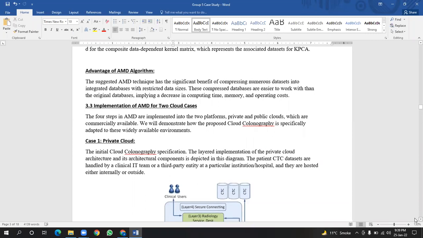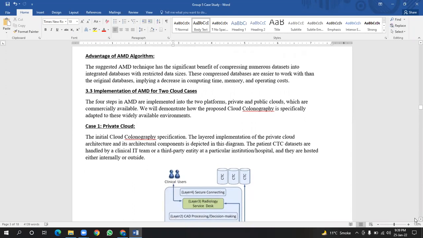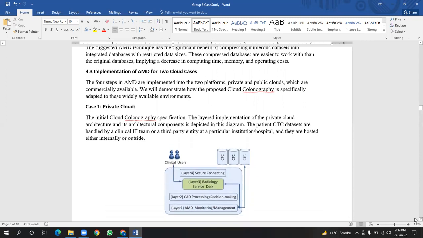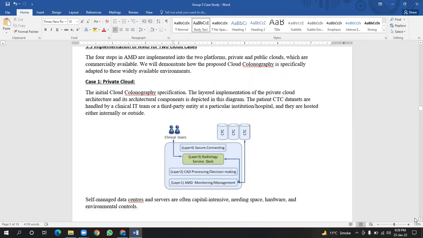The four steps in AMD are implemented on two platforms, private and public cloud, which are commercially available. We will demonstrate how the proposed cloud clonography is specifically adapted to these widely available environments. Private cloud, the initial cloud clonography specification. The layered implementation of the private cloud architecture and its architectural components is depicted in this diagram.